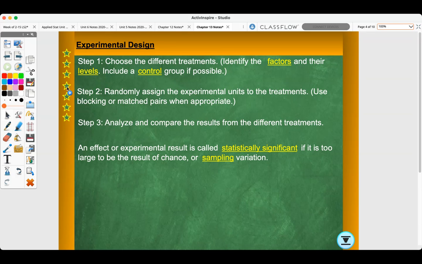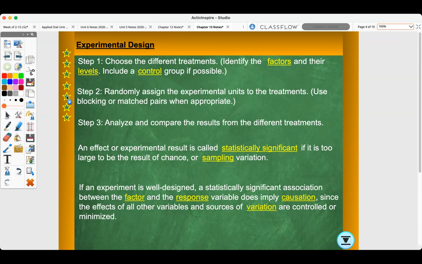An effect or experimental result is called statistically significant if it is too large to be the result of chance or sample variation. If an experiment is well designed, a statistically significant association between the factor and the response variable does imply causation, since the effects of all other variables and sources of variation are controlled or minimized.